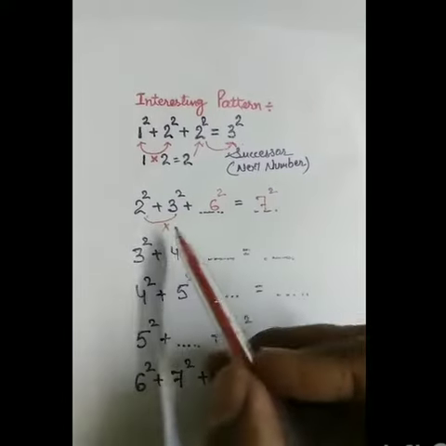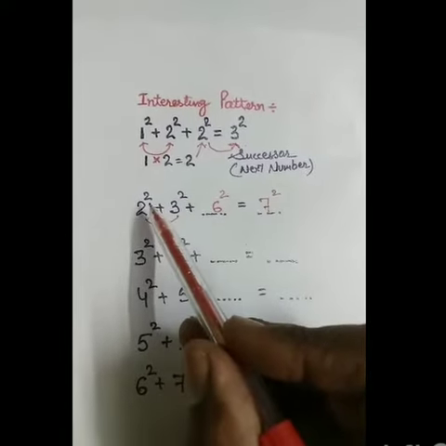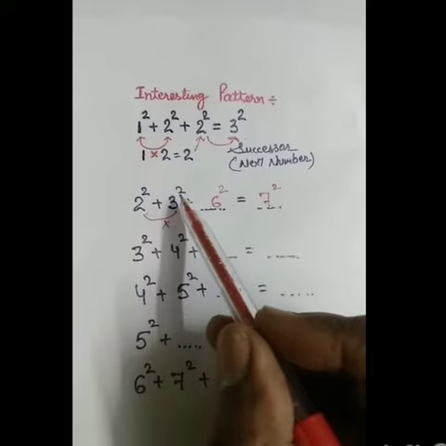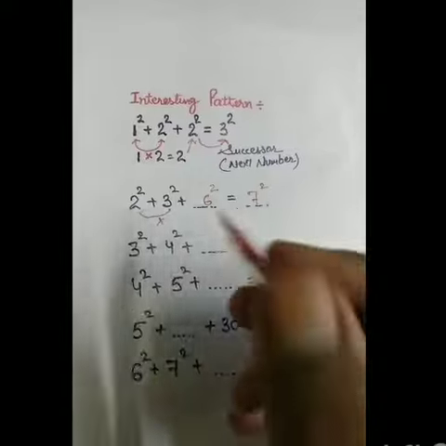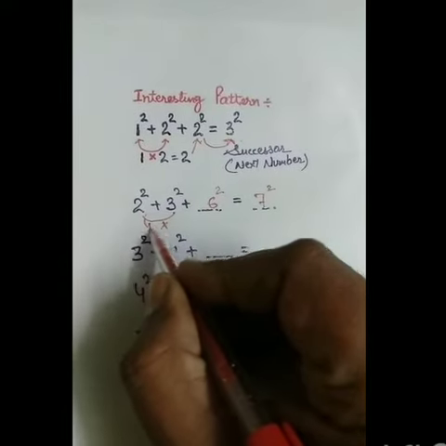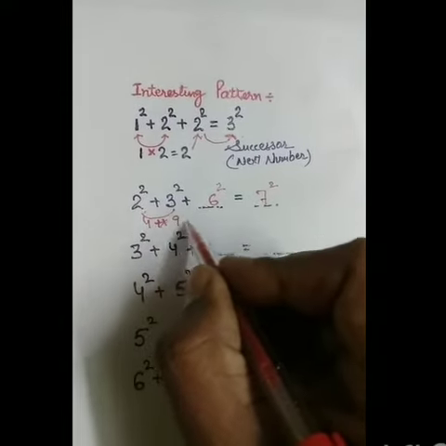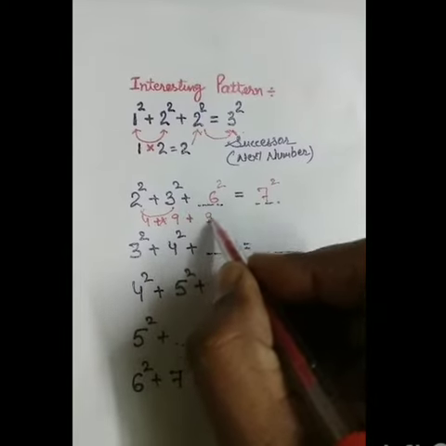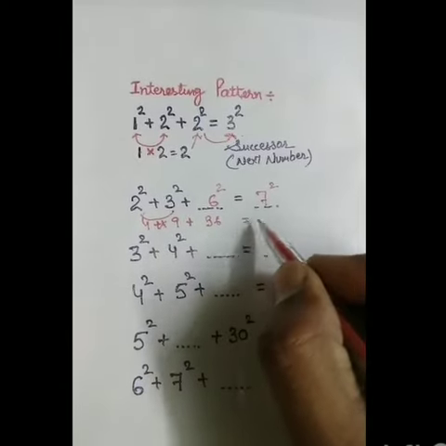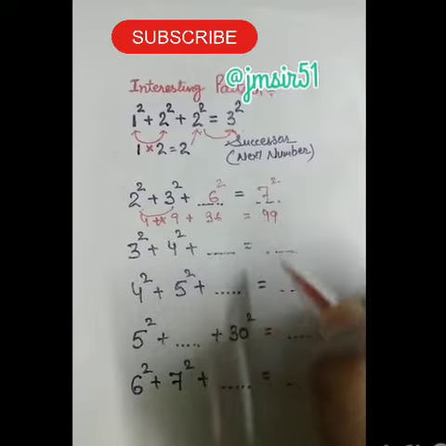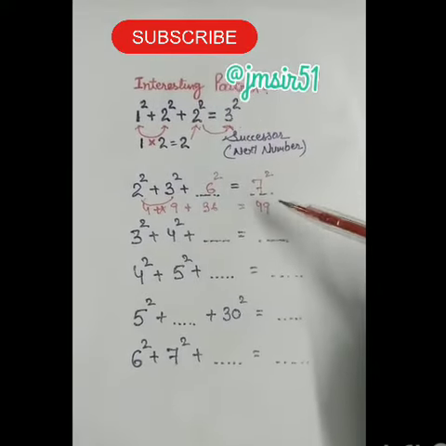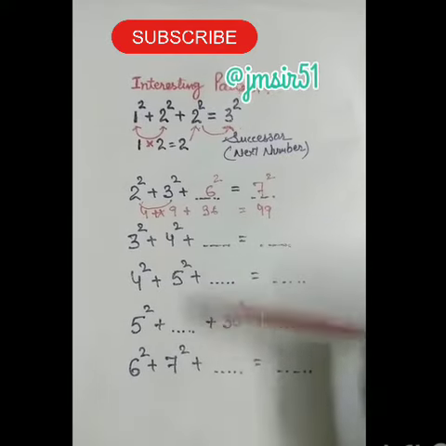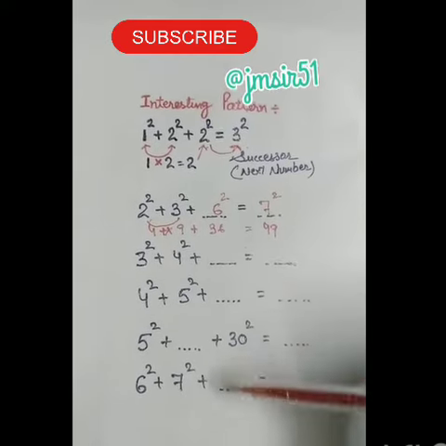So here we check that square of 2 is 4, square of 3 is 9 and square of 6 is 36. So it is 4 plus 9 plus 36, so it is equal to 49, which is the square of 7. So now you can try these interesting patterns by yourself.